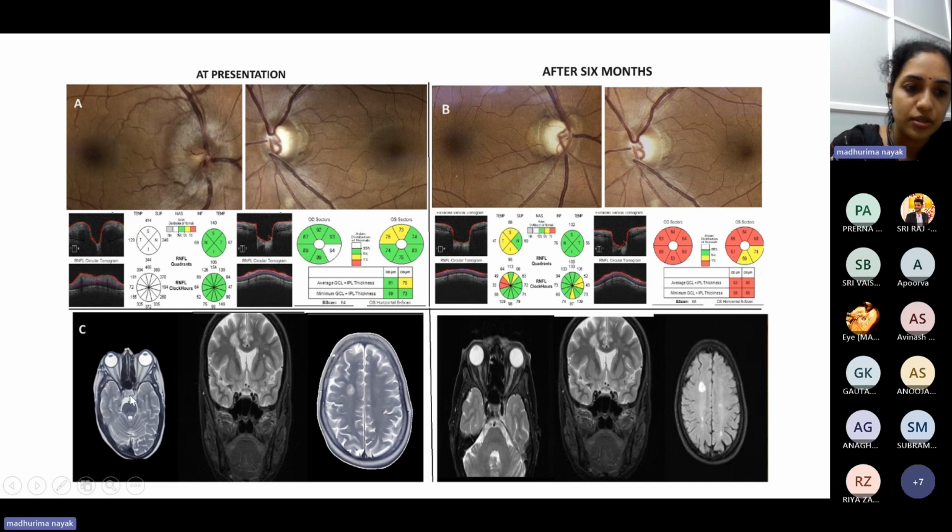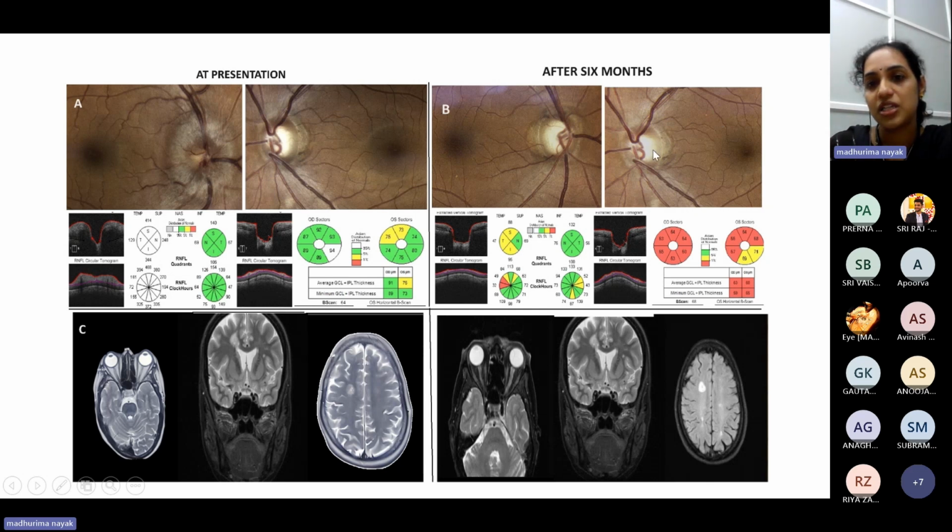So we did an MRI for this patient. Here you see some changes in the white matter. Some demyelination plaques are there. He did not consent for any treatment and went back on his own. But after 6 months, he came back with sudden loss of vision in the left eye.